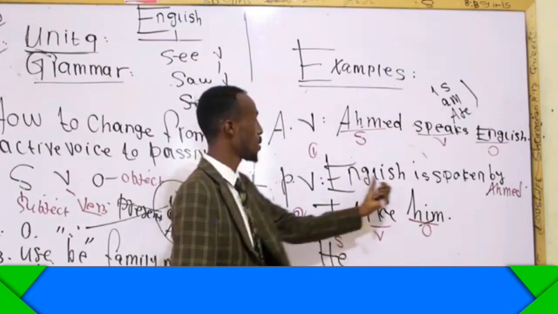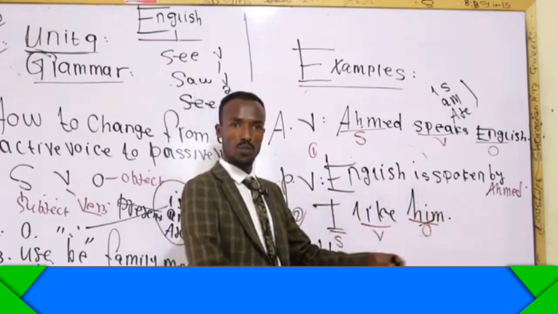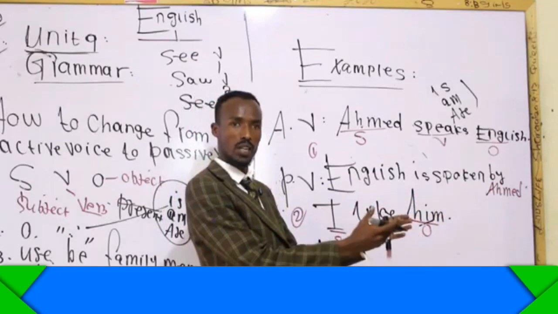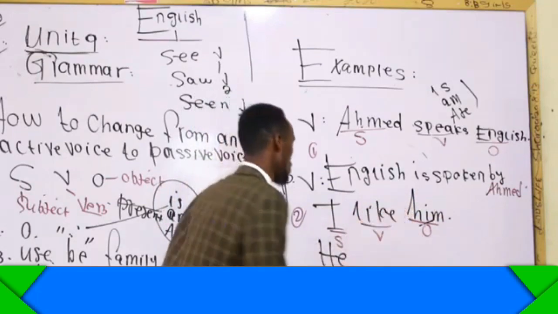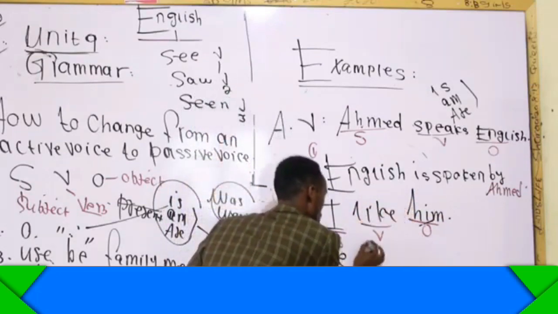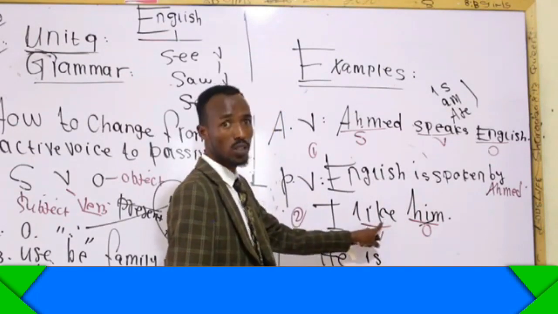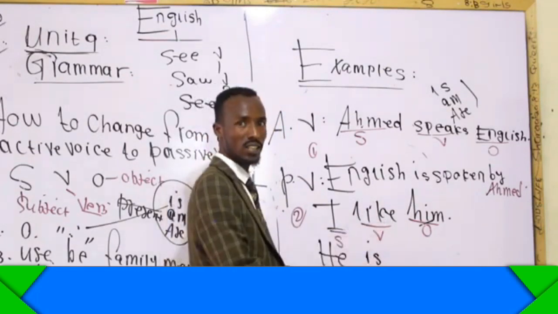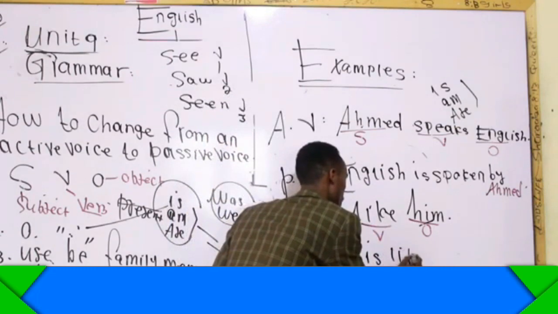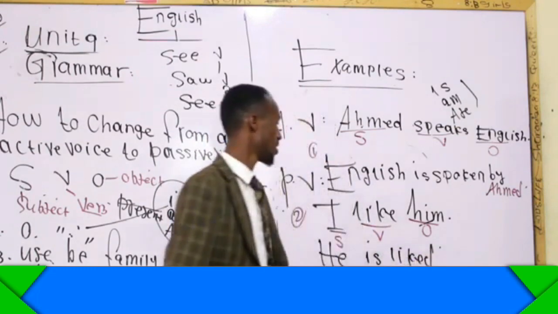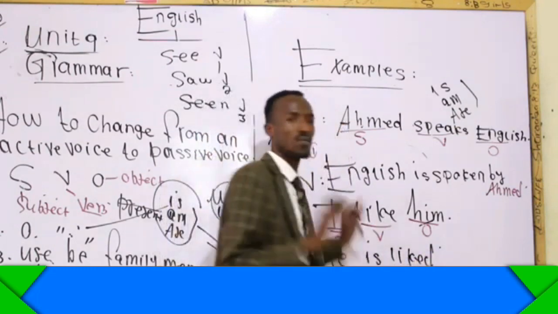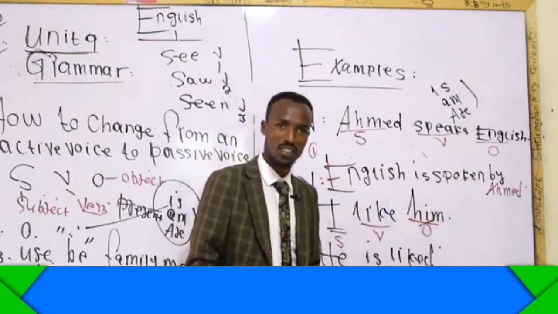Then you have to use be-verb family members of simple present. The be-verb family members in simple present are is, am, are. So you have to say "is." Then write the past participle of "like," just add "ed." "He is liked." You can leave it like that. We don't like to mention the agent sometimes.